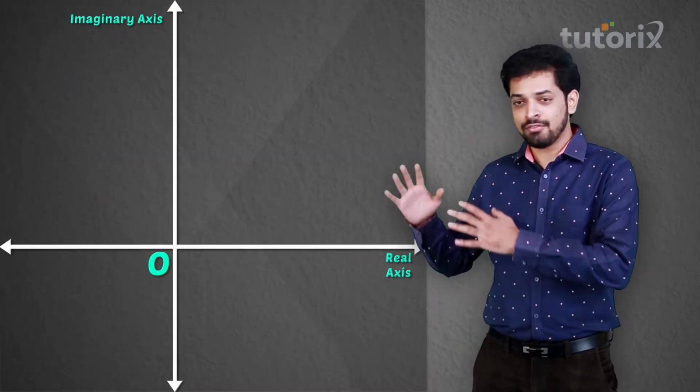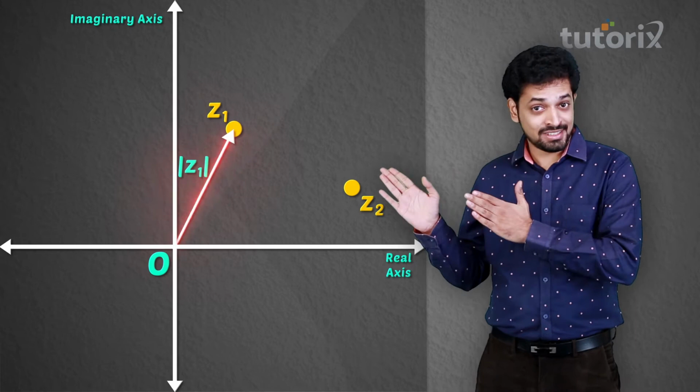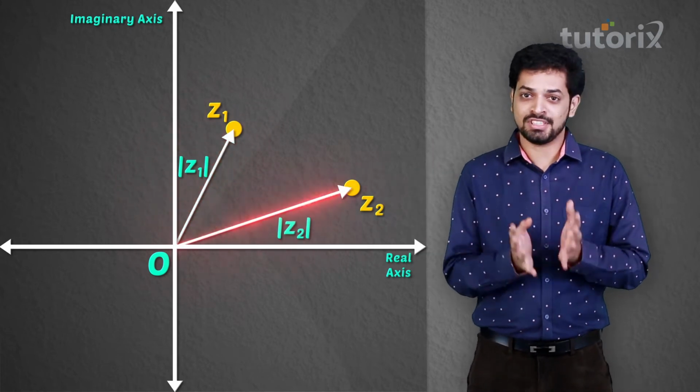You guys might be wondering, what is the use of this vector representation when addition and subtraction of complex numbers is already pretty simple using algebra? Well, remember that the length of a complex number vector was its modulus. So if you have two complex numbers z1 and z2, then this length is mod z1 and this length is mod z2.